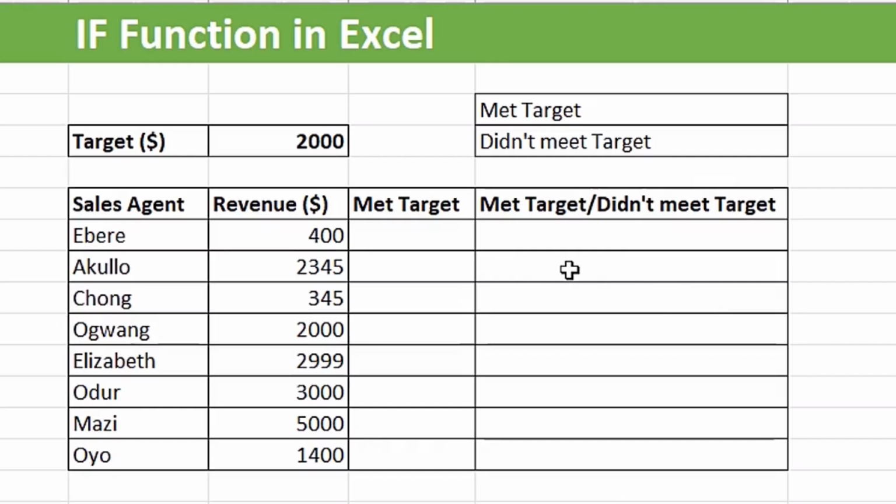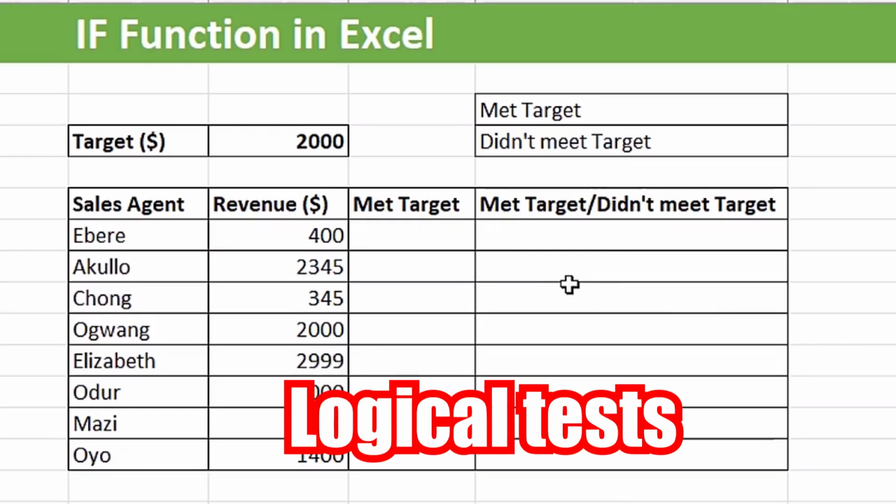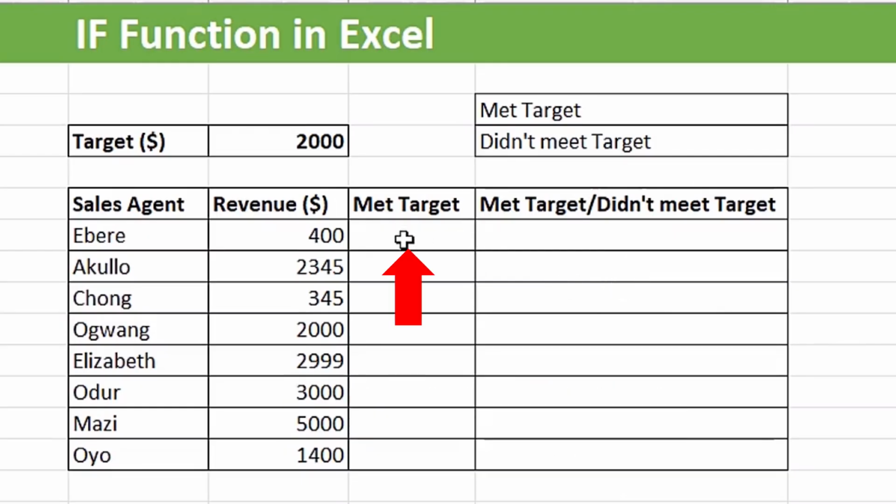Before we do that, let's just remind ourselves how we did logical tests last video. So I'm going to click on this cell and we're going to do equals to. So we are going to check, is this revenue greater than or equals to the target, which is $2,000. Since I'm going to copy my formula down, I'm going to lock the target using the F4 key so that when I copy my formula down, this cell reference will not move.